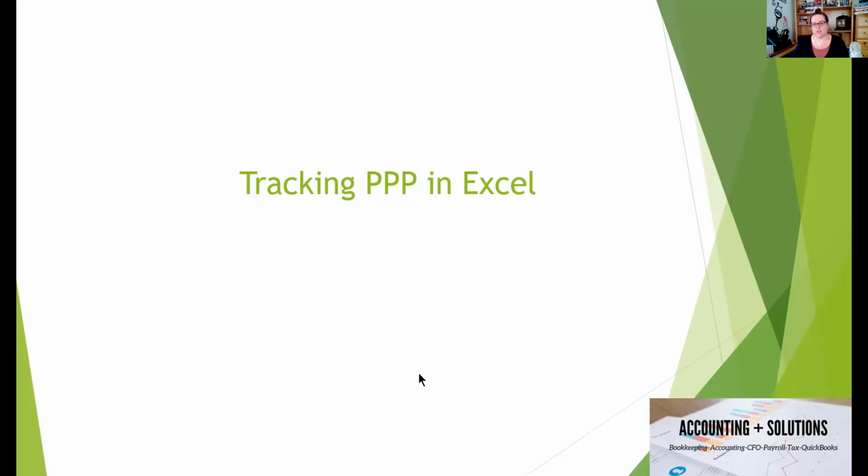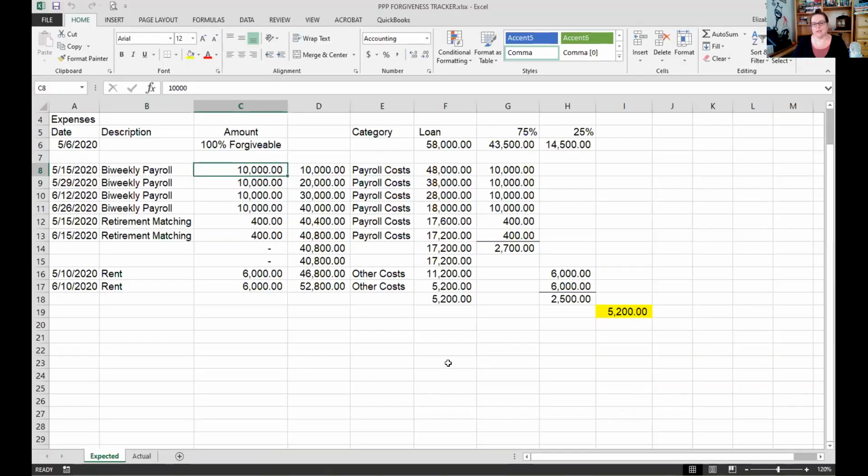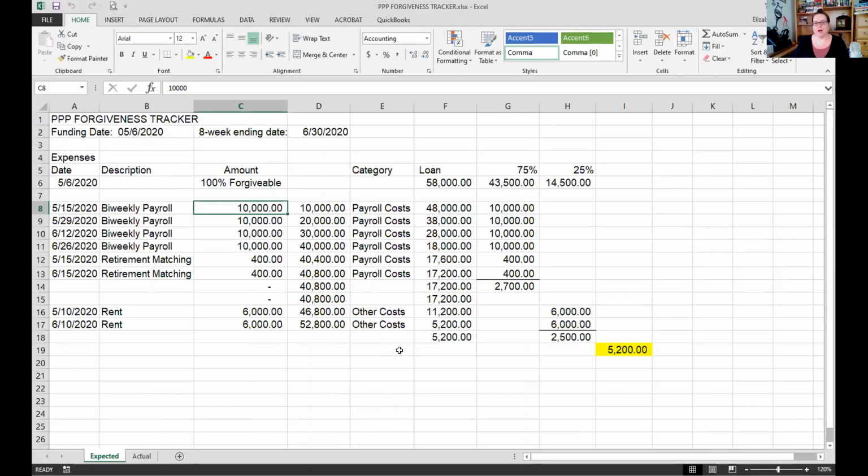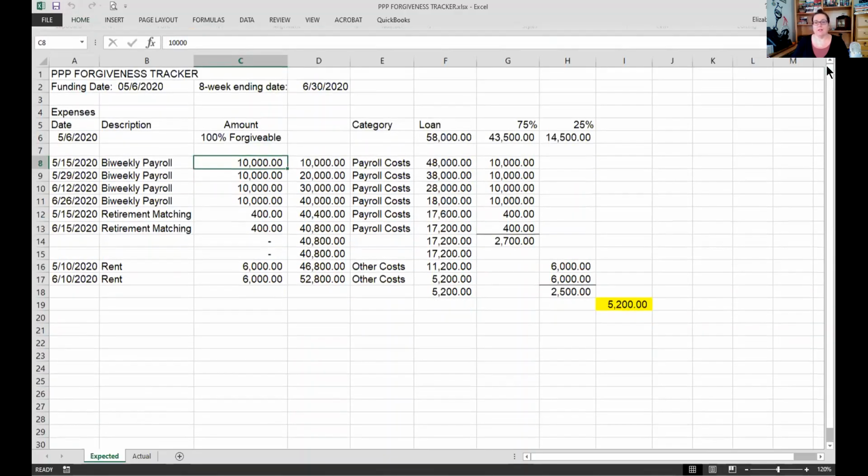Okay, so I'm just going to take you into an Excel spreadsheet that I've been working on, and talk to you a little bit about what I'm doing. What I've been telling clients to do is, as soon as you get the money, you need to figure out what you're going to have as far as expenses as soon as you can. So you kind of need to do a projection. And so I've set up a spreadsheet.